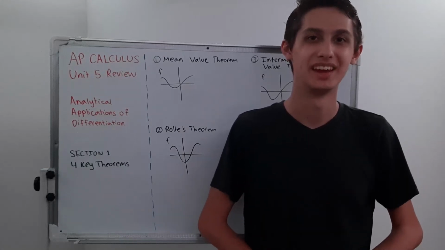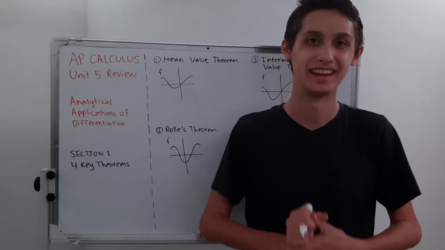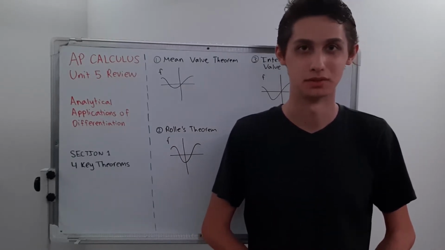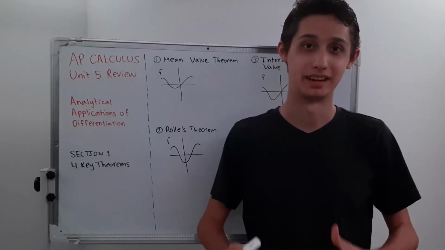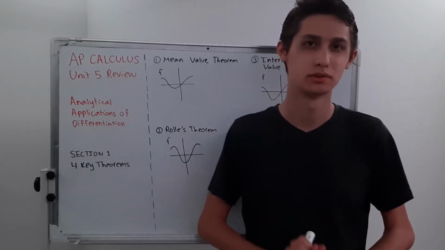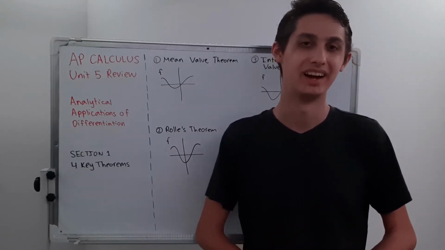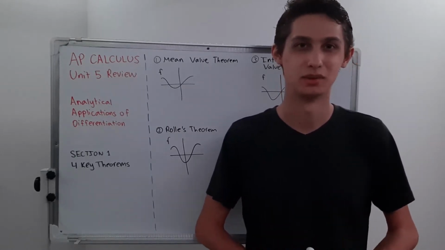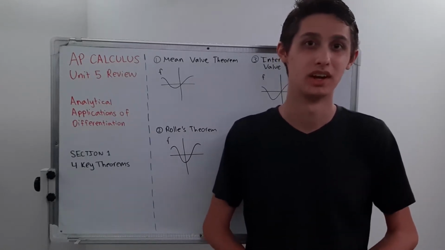Hey everybody, today we're going to be reviewing AP Calculus Unit 5 on the analytical applications of differentiation. So let me first explain what that means. The last unit was the contextual applications. That's more of the real world examples, like related rates is kind of more real world. The linearization ones, approximations are used heavily in the real world.